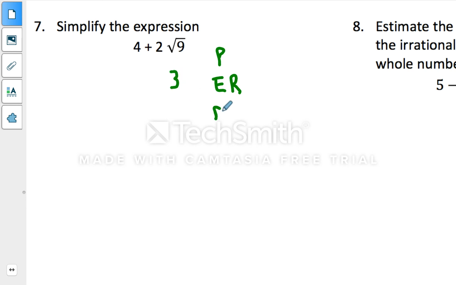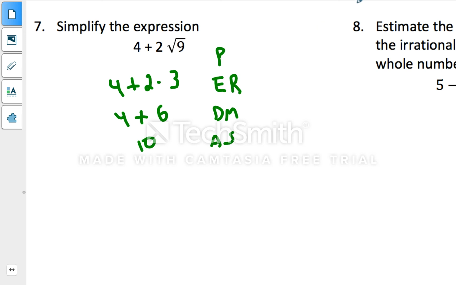And then it's either division or multiplication that comes next. In this case, if a number is right next to a radical like this, the radical is this little symbol, that means you multiply. So we're going to do 2 times 3 here. And you're adding 4 to that. So from here, you'll do multiplication next. 2 times 3 is 6. And then finally, addition and subtraction always come last. And the order could sometimes be subtraction first. But in this case, there is no subtraction. So 4 plus 6 is 10. This one says to estimate.